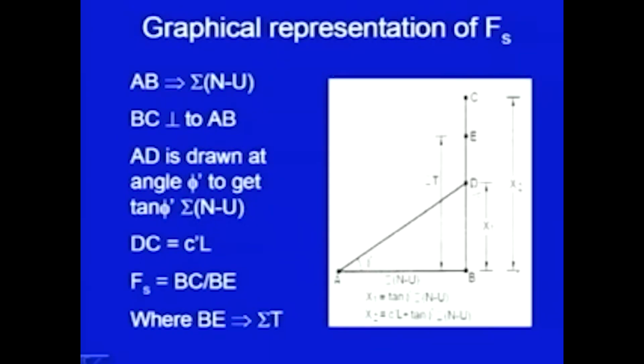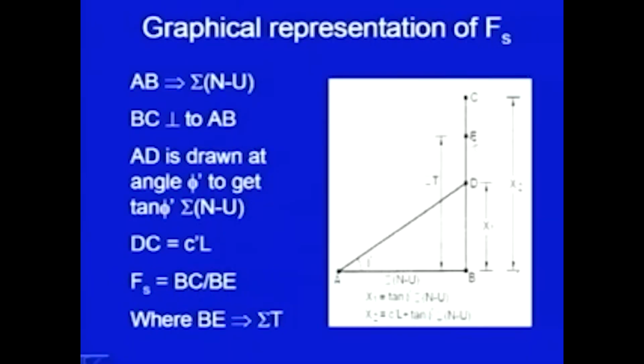So, this dB will become equal to tan phi dash into summation of (N minus U). So, this much, dB, BD, is equal to that much. This is the frictional component. Then add here, extend it up to C, and dC is equal to the cohesive component, C dash into capital L. So, BC becomes the total numerator of the factor of safety expression, and then divide it by BE.